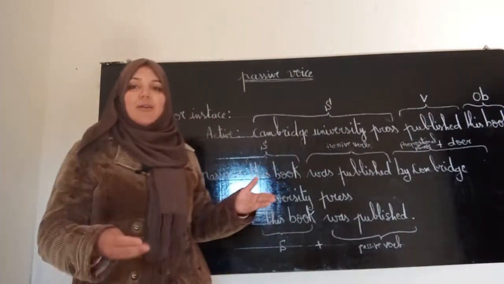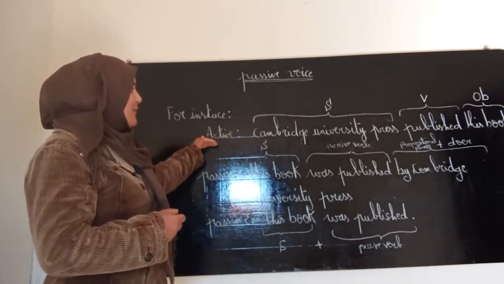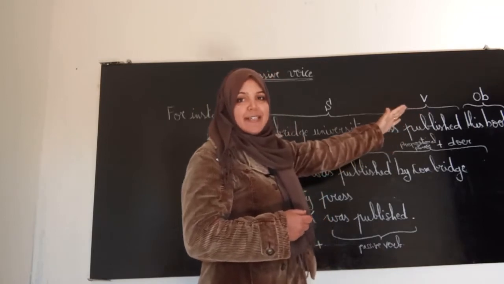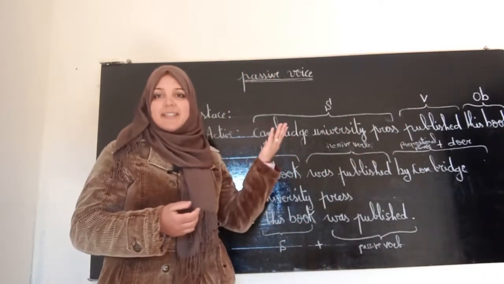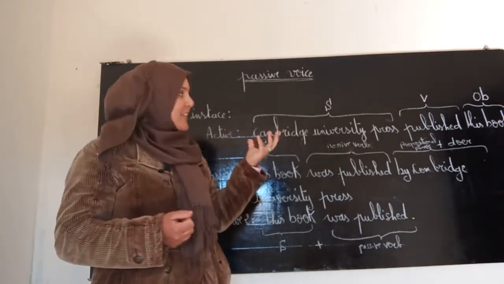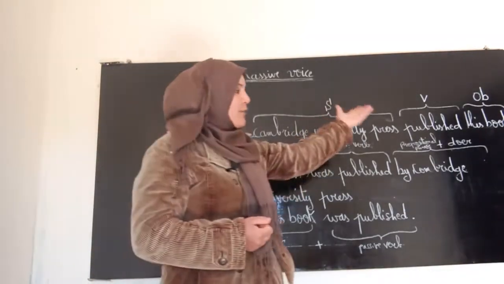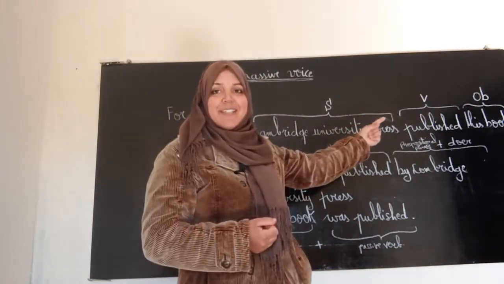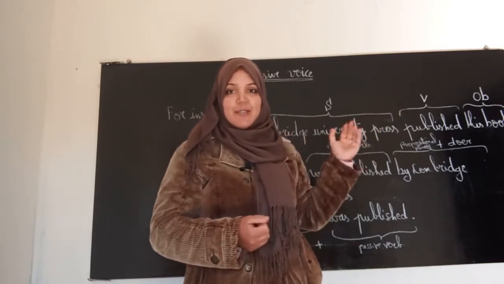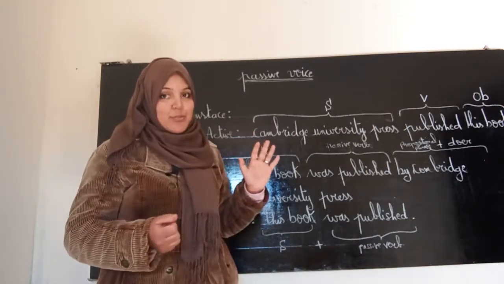Right? Fine. Now let us look at some examples. Okay? So, active. Cambridge University Press published this book. Okay? This is a sentence in active voice. Cambridge University Press is what? Is subject. And published is a verb, okay? It is conjugated in what? In simple past, okay? And this book is object. So this sentence is in simple past and it is in active voice, okay?